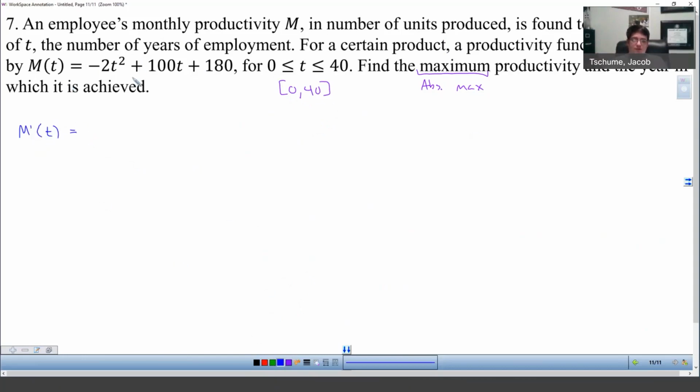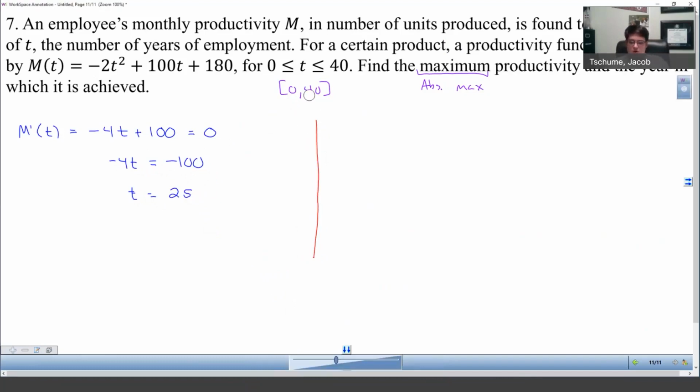So take the derivative of your function. That would be negative 4t plus 100. And I'm going to set that equal to 0. Subtract the 100 over. So negative 4t equals negative 100. And then dividing both sides by 4 gives me t equals 25. 25 falls in my interval, so it's okay.